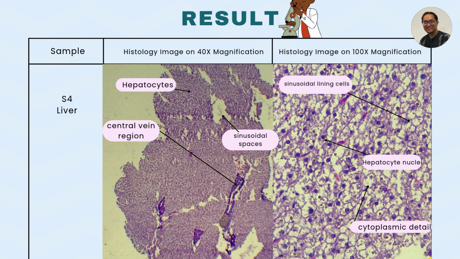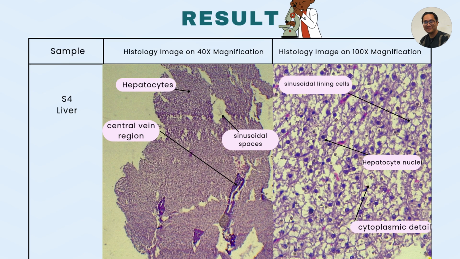This is sample S4, showing liver tissue observed under histological staining. Under 40 times magnification, we can see the general structure of the liver. The hepatocytes, or the liver cells, are arranged in cords radiating outward from the central vein region. Surrounding these hepatocytes are sinusoidal spaces, which appear as clear gaps and allow blood to flow through the tissue for the exchange of substances.